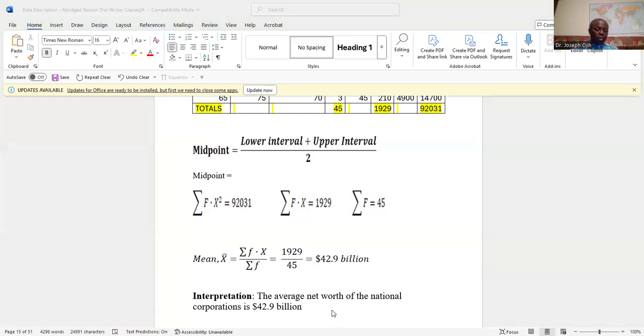So we have the sum of f times x squared is 92031. The sum of f times x is 1929. The sum of f is 45. So we can now calculate the variance using the formula. I'm going to take you to the other workbook.